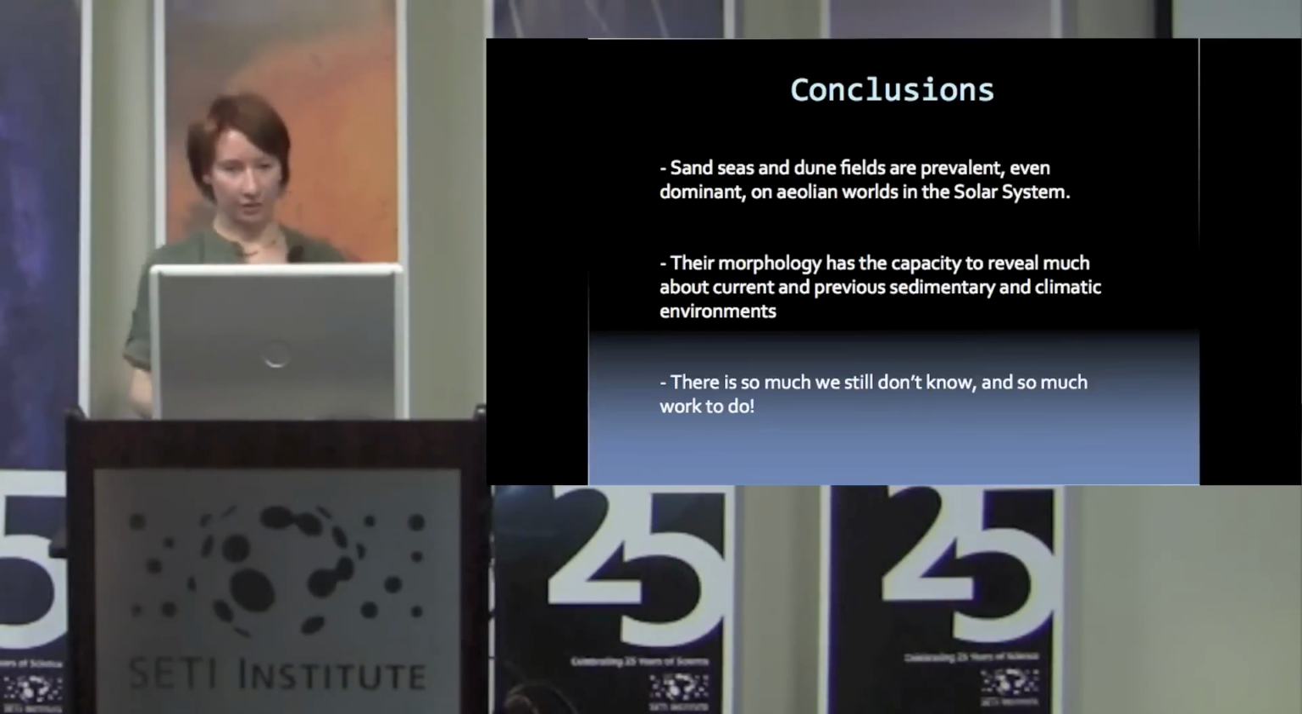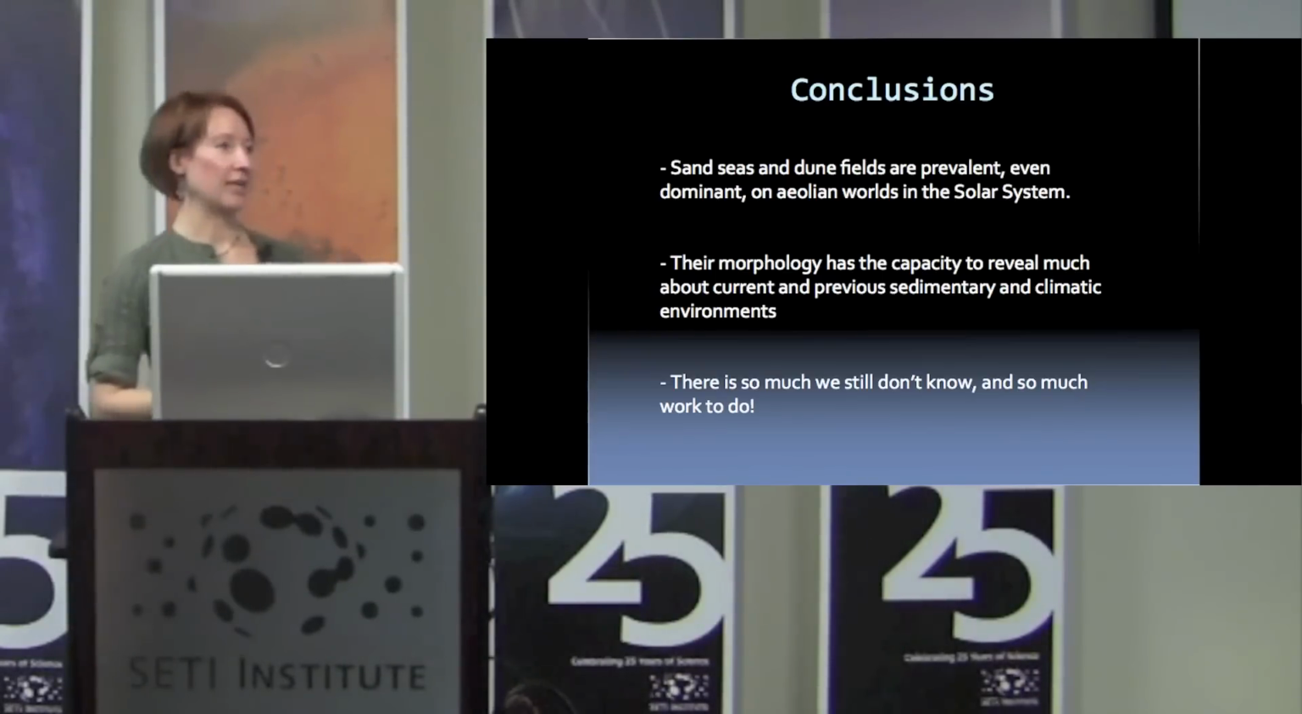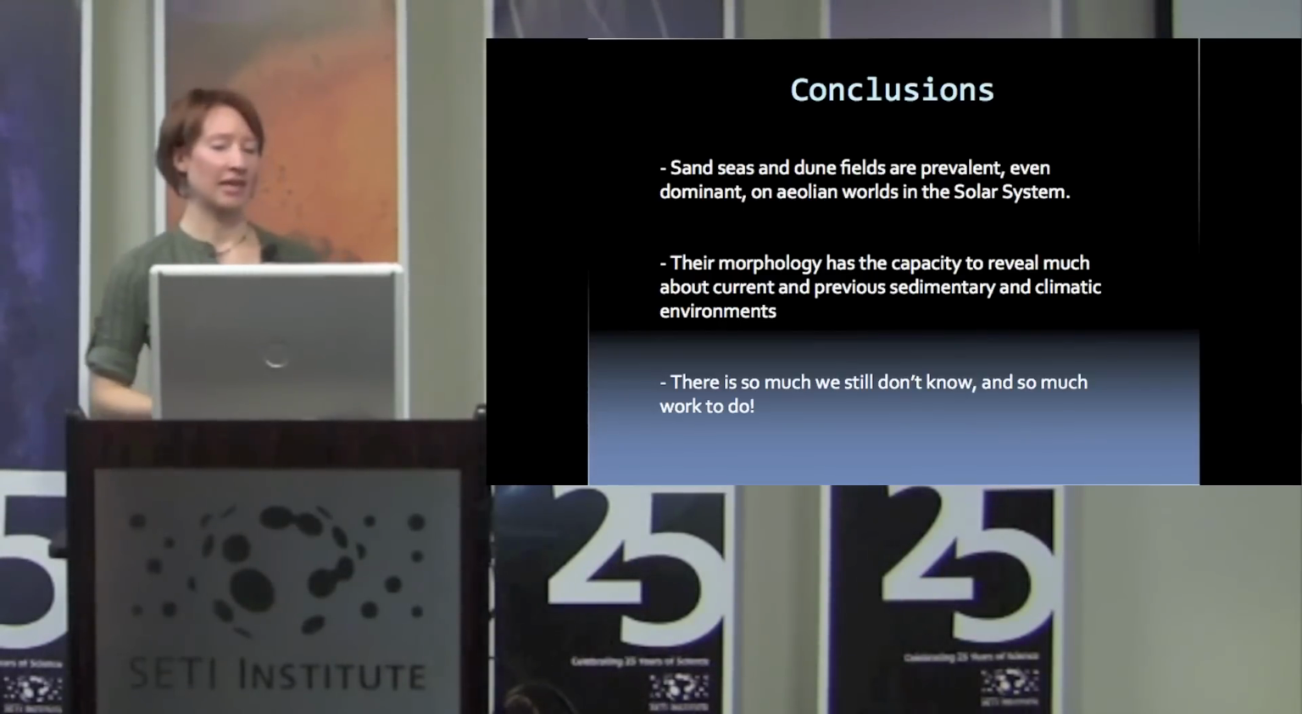So to conclude with it all, sand seas and dune fields are prevalent in the solar system. There are 4 worlds that we know of so far. Their morphology has a lot to tell us. There's a lot of information in those dunes. And sometimes we don't have any other information that we can use to learn about the climate.